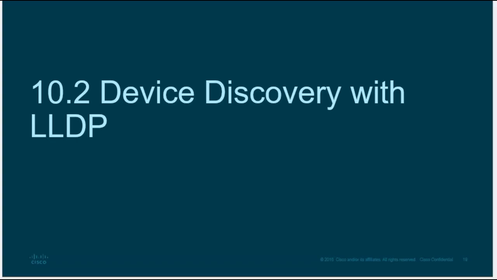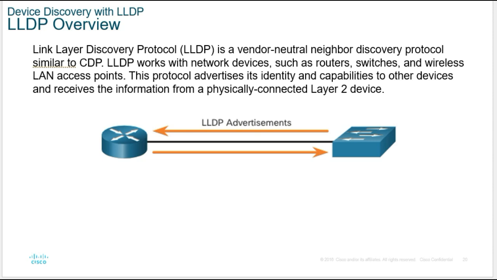Next, kita tengok the open standard version of CDP, which is LLDP. So LLDP is short for Link Layer Discovery Protocol. So it's a vendor neutral neighbor discovery protocol, meaning dia open standard lah. So tak kisahlah kita pakai device daripada vendor mana, kita boleh enablekan this protocol untuk dia discover all the devices connected to it. Macam tadi CDP hanyalah meant for Cisco devices.